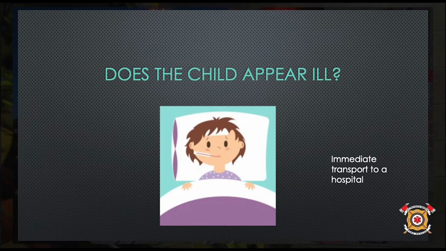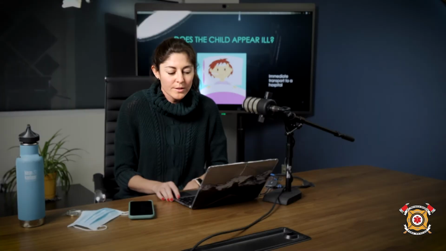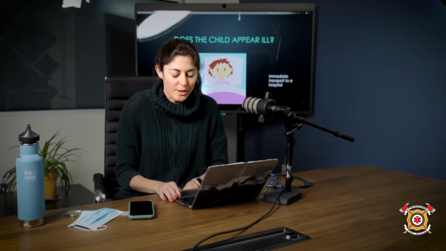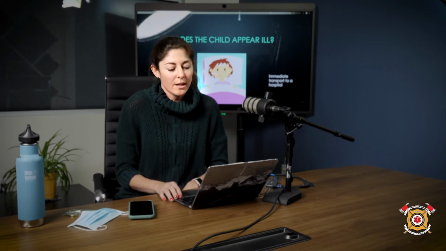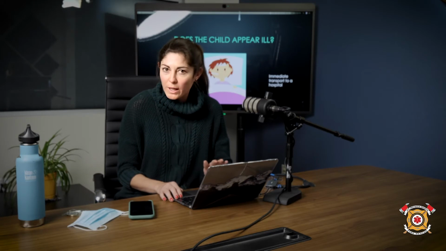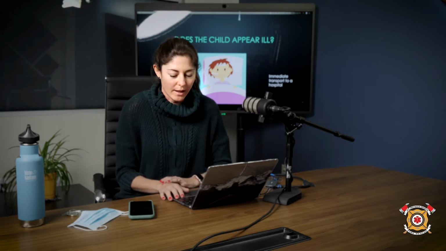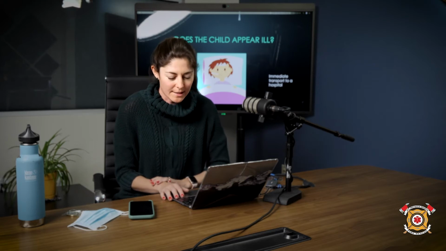The one big question you have to ask yourself is, does the child appear ill? In the end, if you have a rash and you have a child that looks ill, you want to do an immediate transport to a hospital. We'll come back to when we worry about rashes, but any child that looks sick, you want to take care of immediately. And you all know that, so I don't really need to say much about that.